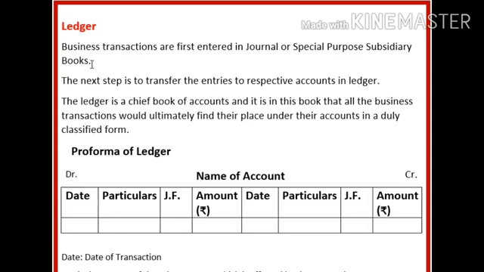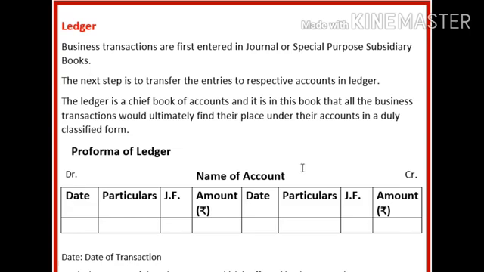Then in the next step, the entries from journal or these subsidiary books will be transferred to their related head, their related account, and where this account is being maintained. It is maintained in the ledger. So it is a chief book of accounts, and it is in this book that all business transactions would ultimately find their place under their accounts in a duly classified form.